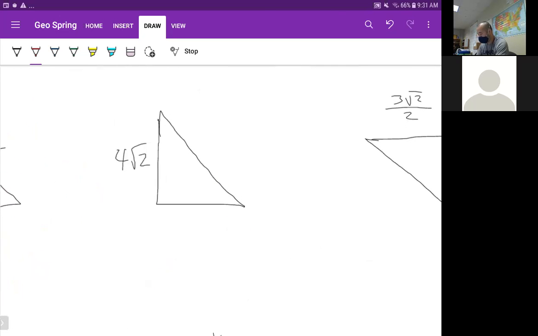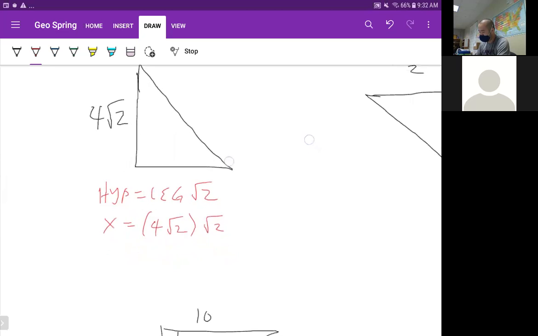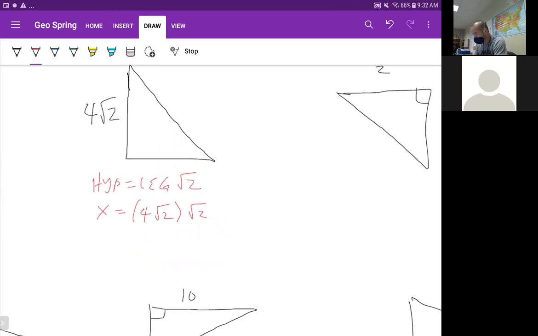Okay, so this time you need the hypotenuse. So it's the other formula. Hypotenuse equals leg times square root of 2. So let's do x equals 4 square roots of 2 times square root of 2. What I would suggest first is to plug this in the calculator. Let me show you what it looks like by hand. So x equals 4 square root of 2.